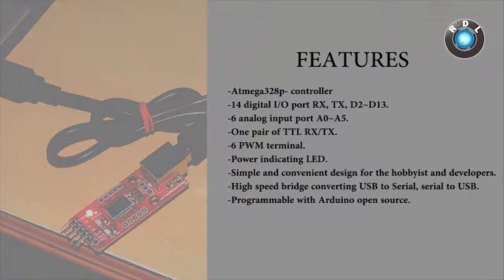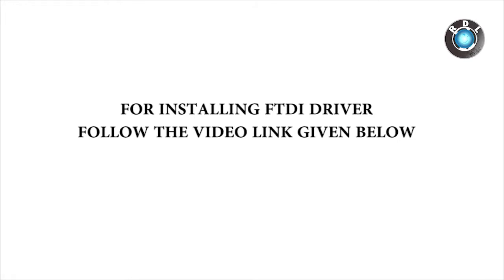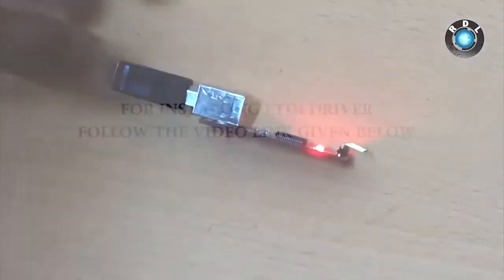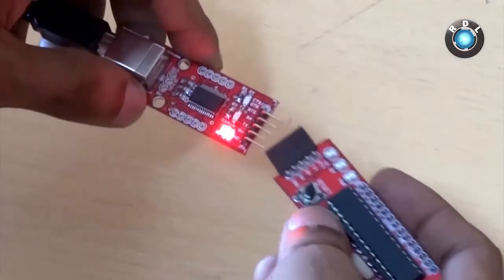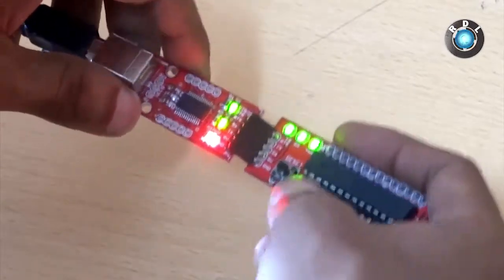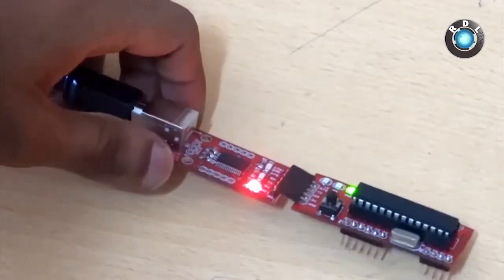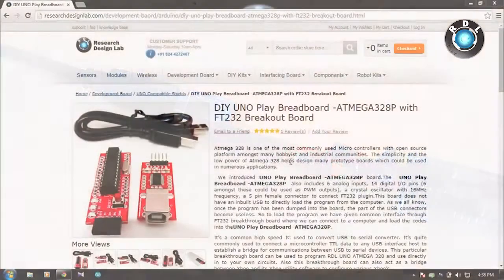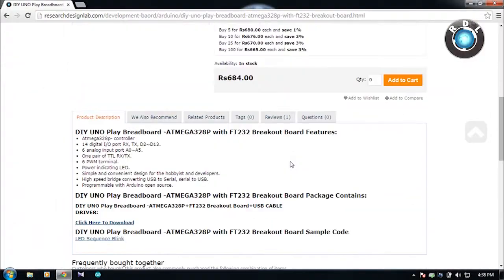Connect the FT232 breakout board to your computer. Install the driver required for the board. Once you're done installing the driver, connect the DIY playboard to the FT232 breakout board. However, make sure you are connecting the two headers to the respective pins of its counterpart.